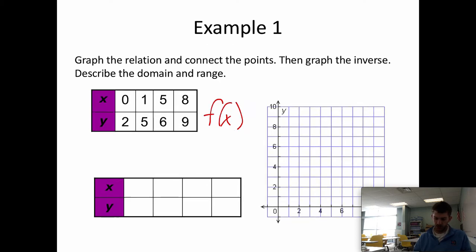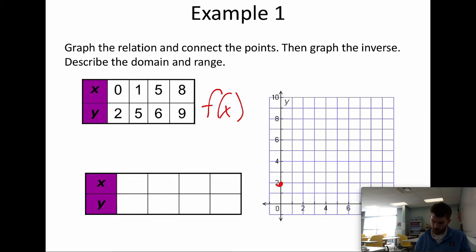And let's plot those points. 0, 2, so we've got a point there. 1, 5 is up here. 5, 6, that is over here. And 8, 9 is going to be up here. I'm also going to connect these dots, even though it doesn't officially say we need to. It might help a little bit with our visual.